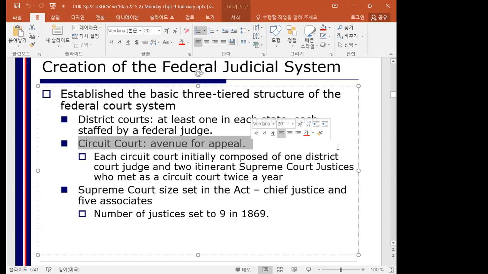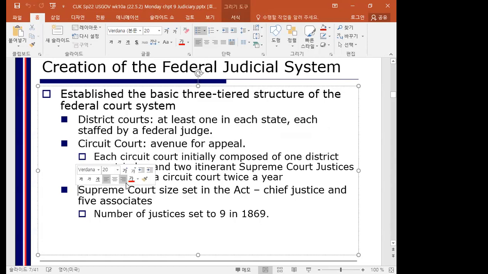Those appeals were supposed to make sure that the federal court rulings followed proper procedure. That was it. So they weren't permanent appointees, right? Each circuit court was initially composed of one district court judge and two itinerant Supreme Court justices who met as a circuit court twice a year. And so that's where the term circuit court comes from, that they were not considered permanent courts in place, only there to consider appeals. The size of the Supreme Court was set in an act of Congress. So originally it was the Chief Justice and 5 associates. In 1869, the Congress passed a law that said the number of Supreme Court justices is set to 9, because this is an act of Congress.